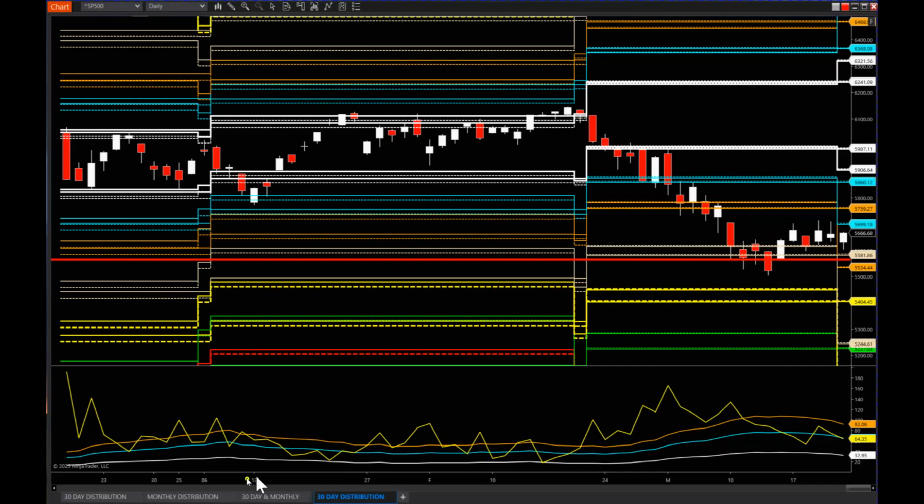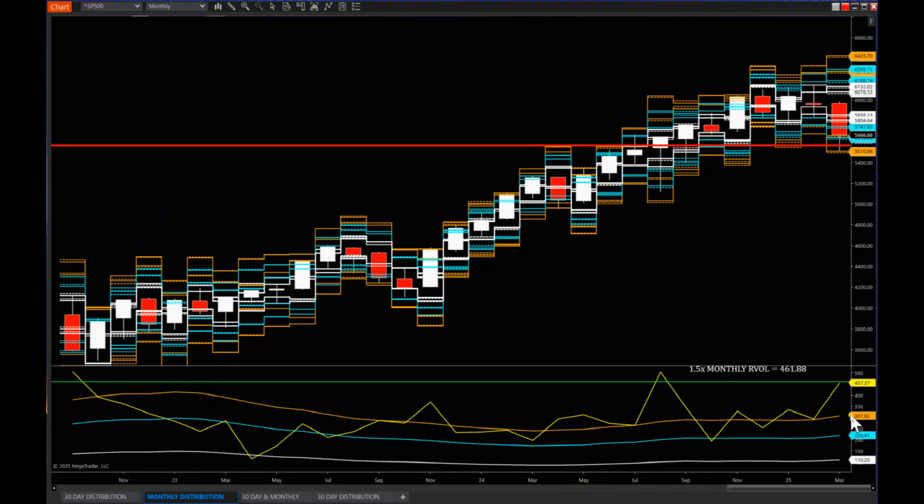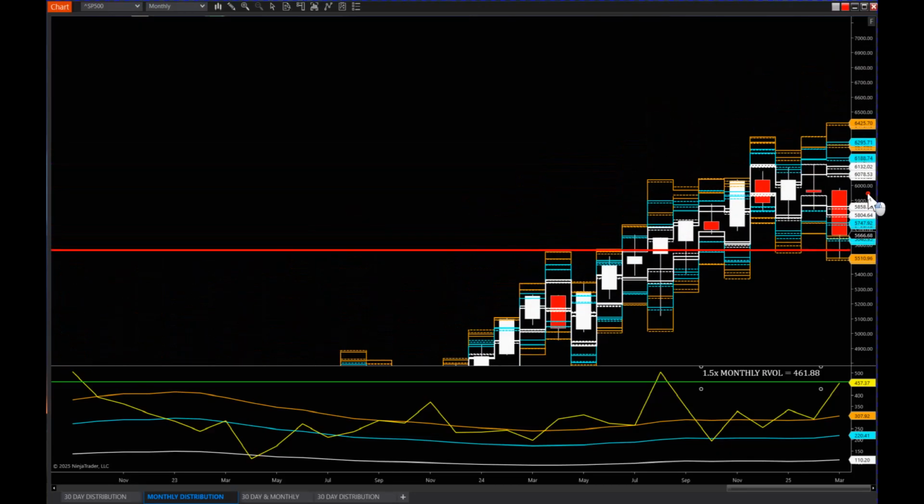But the monthly range, you can do the same thing on a monthly distribution. You can see that on the monthly bar itself, the market came up 1.5 times from high to low, right there at 461.88. Market reached 457.37, so right below the 1.5 high to low monthly range at the monthly threes off the monthly bar. So that's extremely precise, showing you the distribution that the dealer is working in.